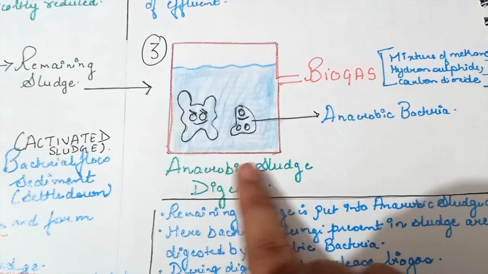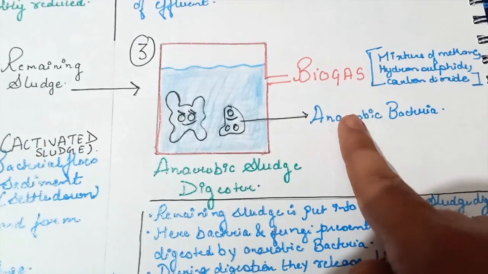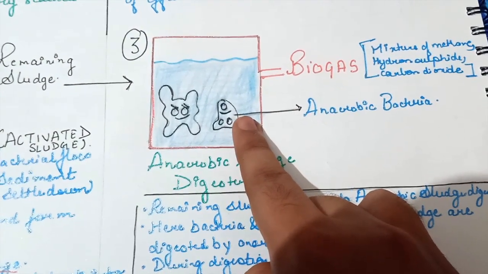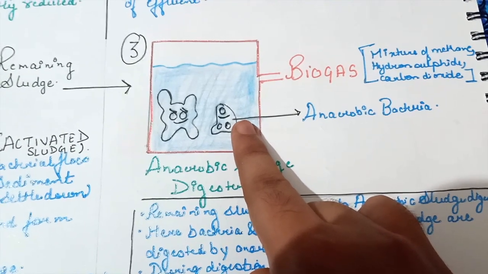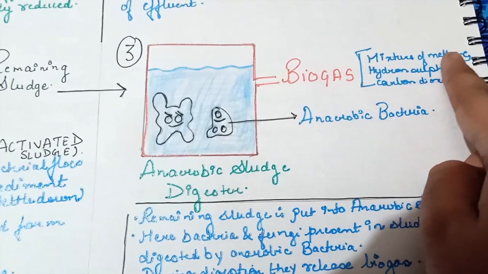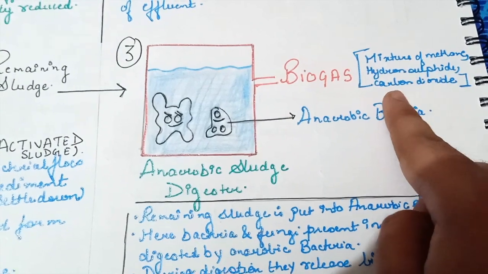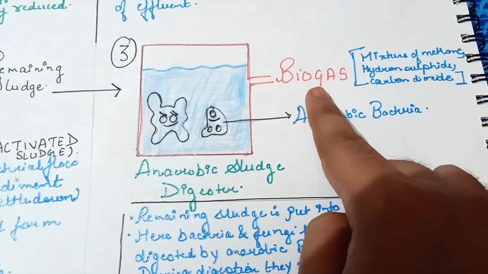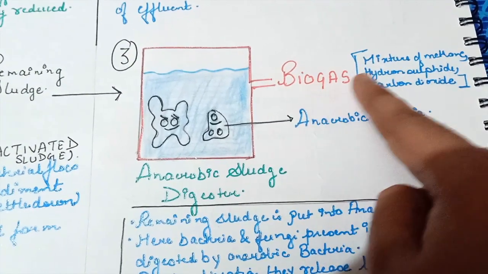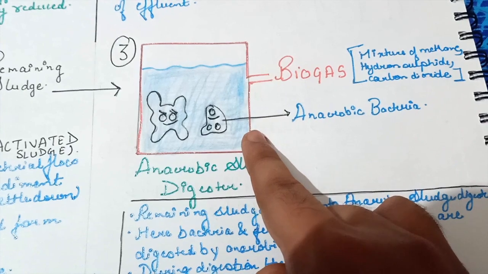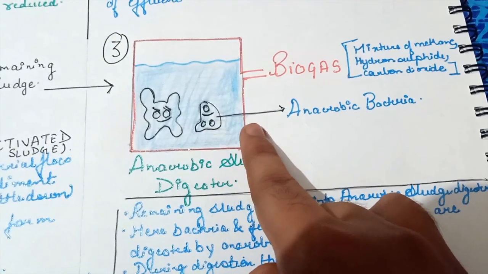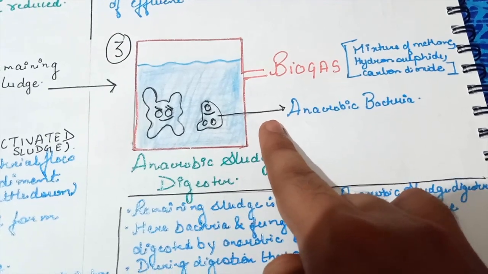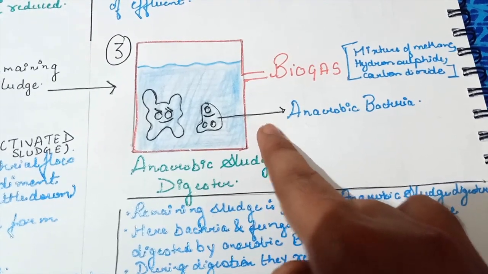Now, in the anaerobic sludge digester, anaerobic bacteria act on the remaining organic matter present in the water. As a result, they produce gases like methane, hydrogen sulfide, and carbon dioxide, which form biogas. This biogas can be used as a fuel. And now the remaining water is safe for disposal into the river. This is how water is treated in a water treatment plant.